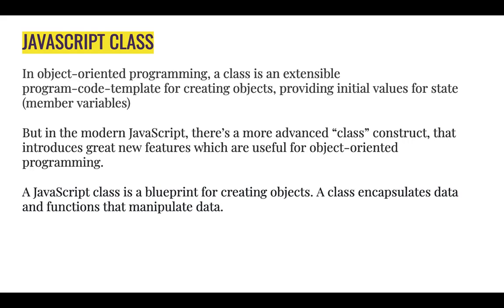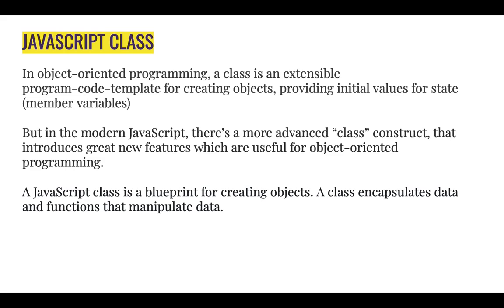A JavaScript class is a blueprint for creating objects. JavaScript classes are a great way to reduce duplicate code and debugging time. In object-oriented programming, a class is an extensible program code template for creating objects, providing initial values for member variables.